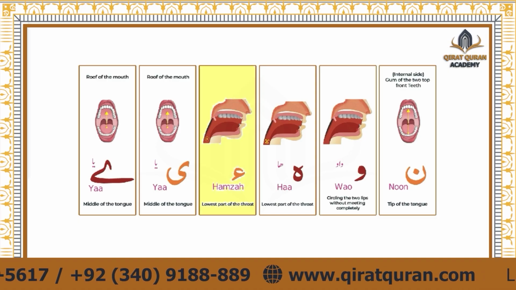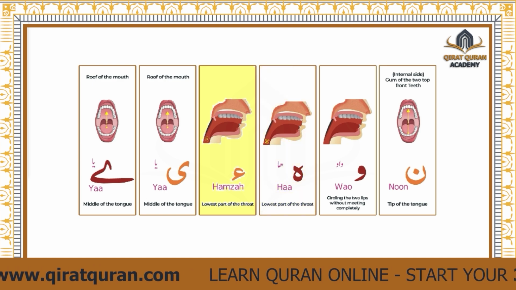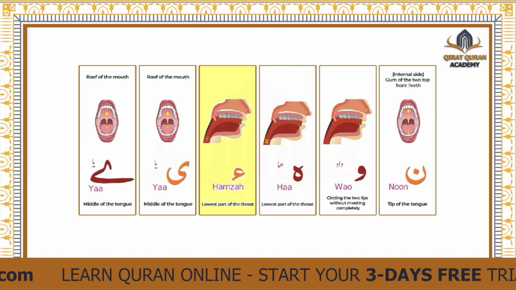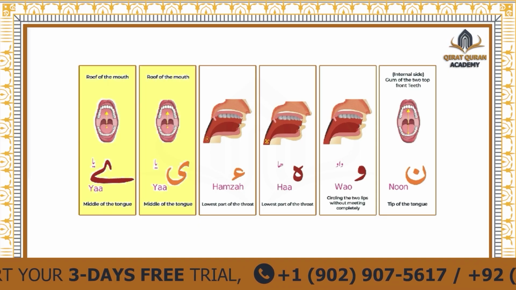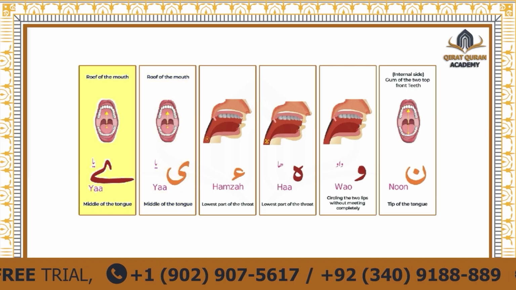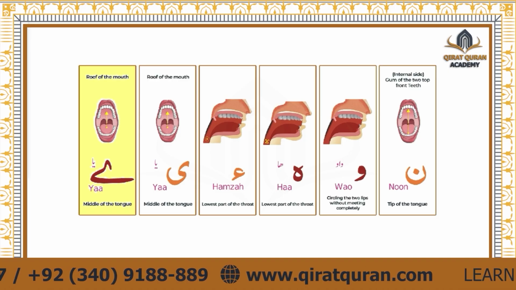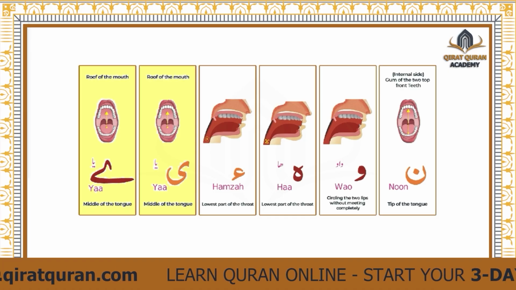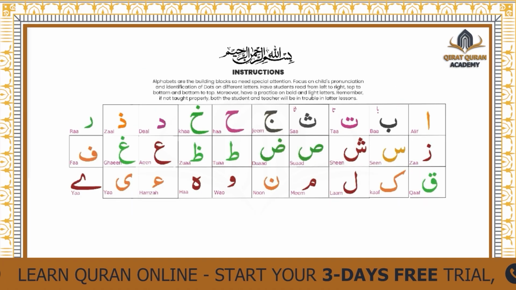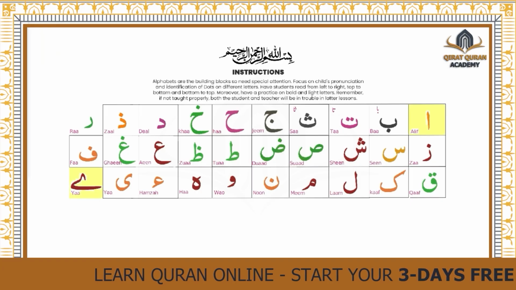And the next letter Hamza, the origin of this letter is similar to the previous letter Ha. Hamza, the lowest part of the throat. And the next two letters, both these letters are Ya. The origin of these two letters is similar, and that is the middle of the tongue will touch the roof of the mouth. So that's how you can easily pronounce Ya. So now we've completed all these 29 letters from Alif to Ya.